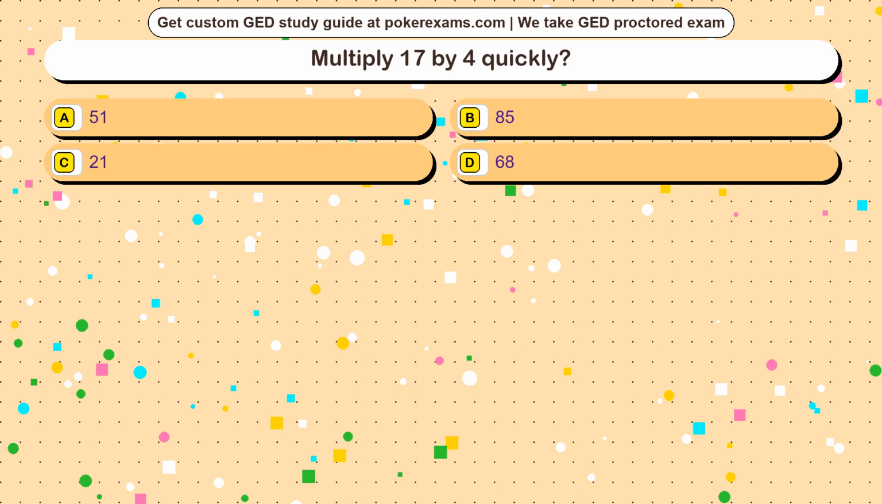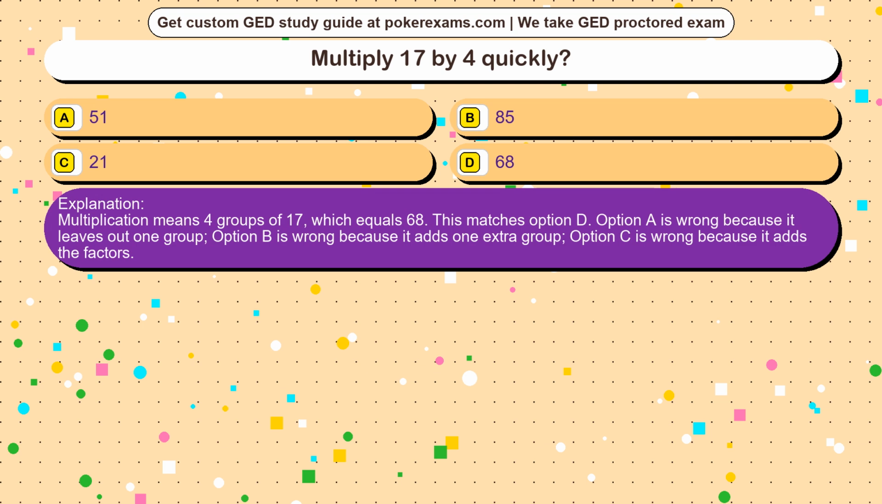The correct answer is option. Multiplication means 4 groups of 17, which equals 68. This matches option D. Option A is wrong because it leaves out one group. Option B is wrong because it adds one extra group. Option C is wrong because it adds the factors.